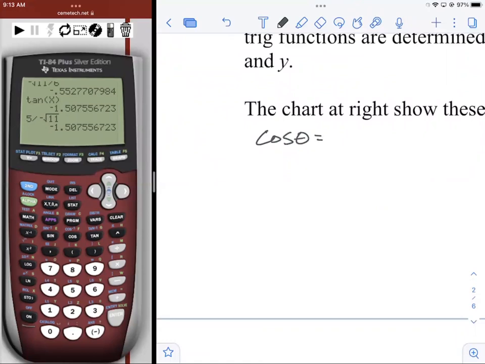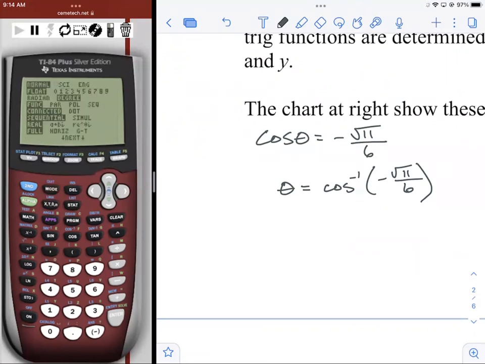Cosine of theta is negative square root of 11 over 6. And now I'll take the inverse cosine of both sides. But I'm not going to show that step. I'm just going to go straight to theta equals inverse cosine of negative square root of 11 over 6. Okay. Now, because it said I wanted the answer in degrees, I'll do a quick check to develop a good habit. I will check my mode. I am in degree mode, so that looks good. And now we'll type it in, right? Second cosine of negative square root of 11 divided by 6.